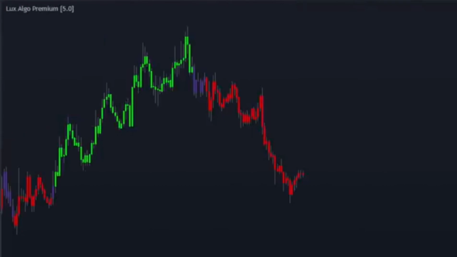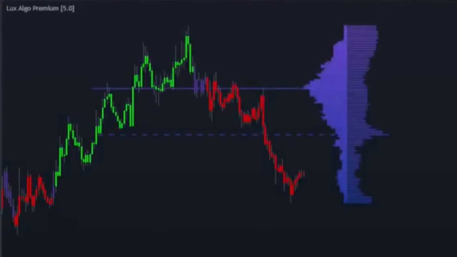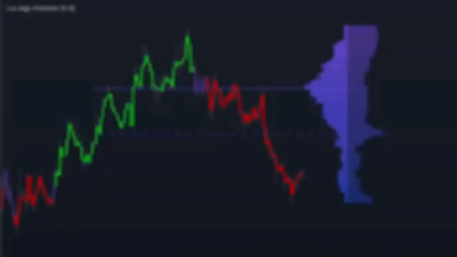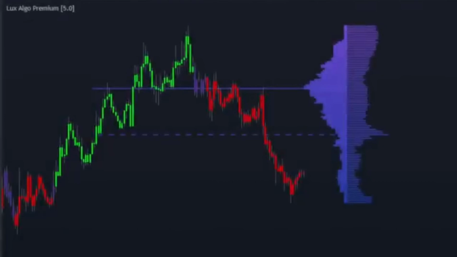The Lux profile is best used with range trading. It can show you the low area of the range and the high area of the range. When range trading, you would want to take an entry around the bottom of the range for a long trade, or an entry around the top of the range for a short trade. It is advisable to avoid trading in the middle area, usually the immediate area around the point of control.